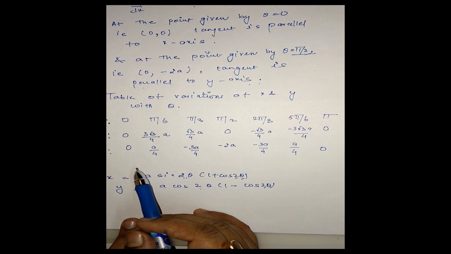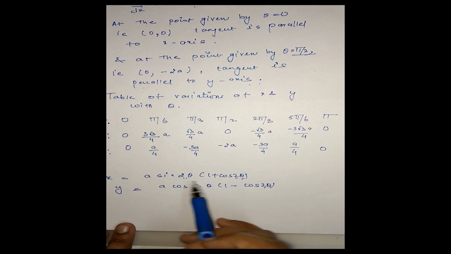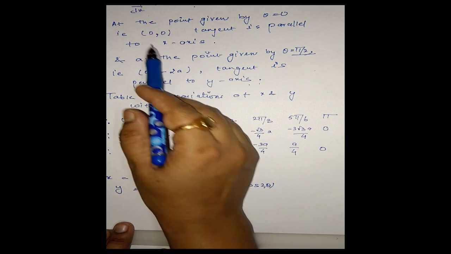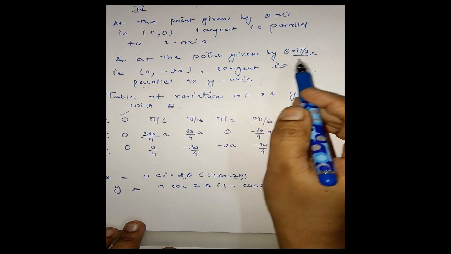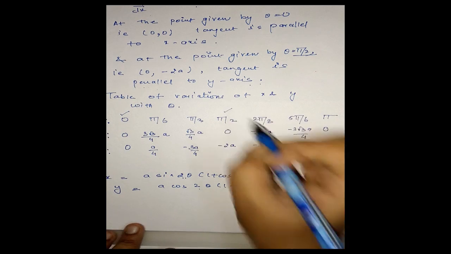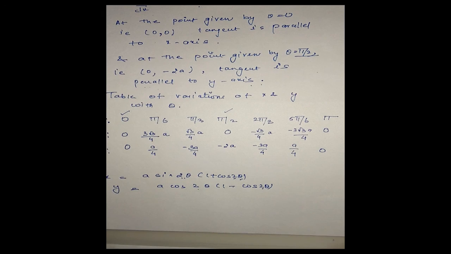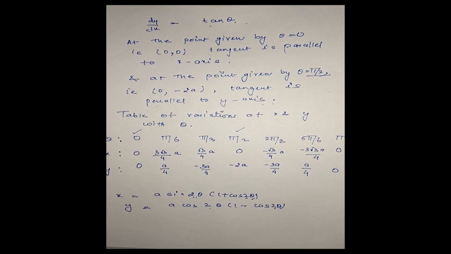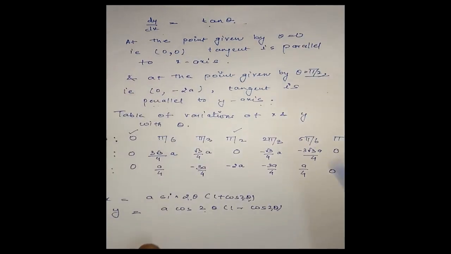We can easily construct this table from trigonometric formulas. Now at the point (0, 0) the tangent is parallel to the x-axis, and at the point given by theta equal to pi by 2, that is (0, minus 2a), the tangent is parallel to the y-axis. Using these three steps we can now trace our curve. Now let us draw the graph.